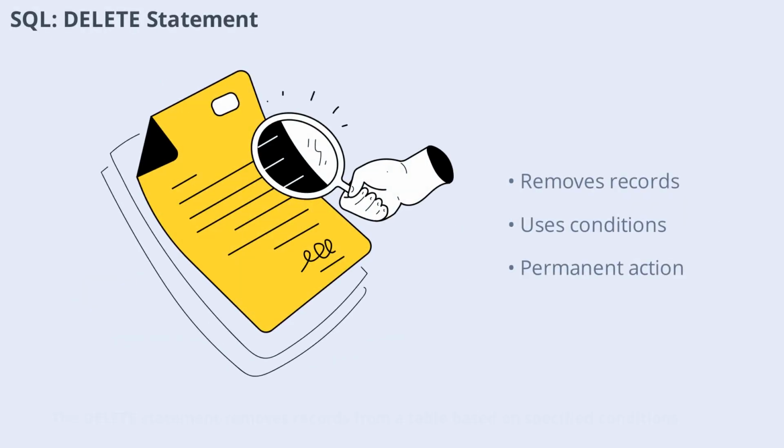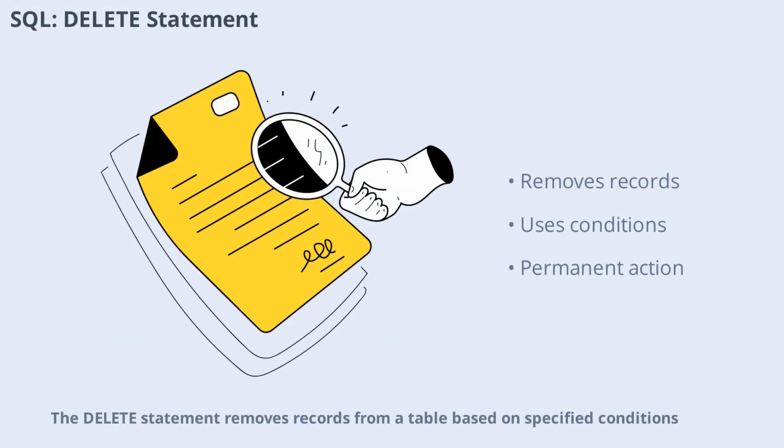The delete statement removes records from a table based on specified conditions. Like update, it's important to use delete carefully to avoid accidentally removing more data than intended. Deleting data is a permanent action, so always double-check your conditions before executing this command.